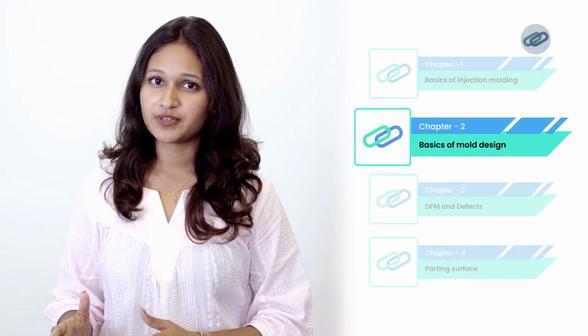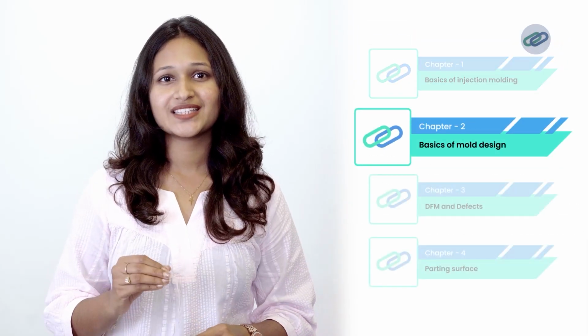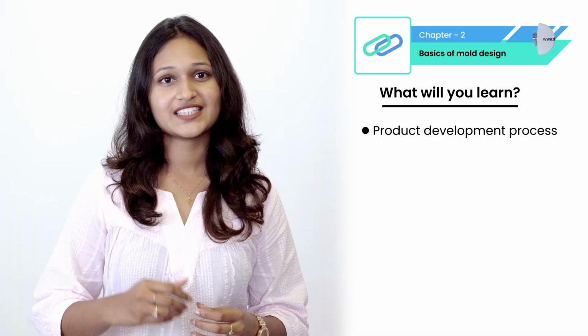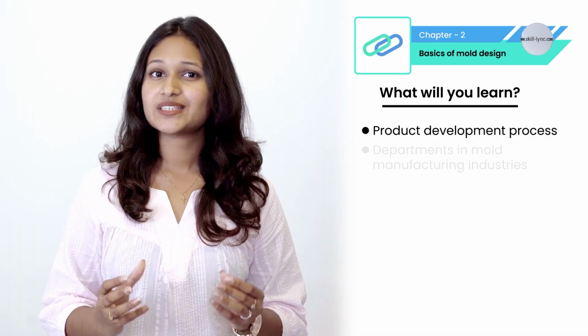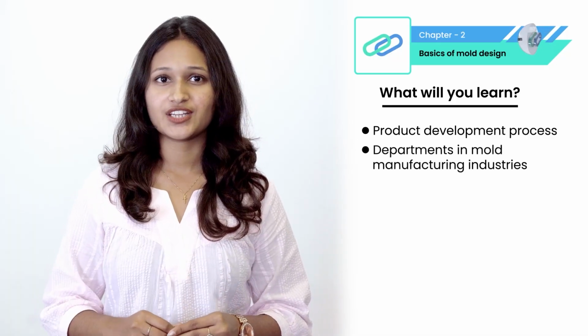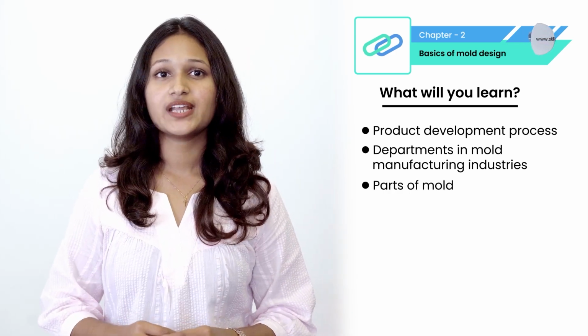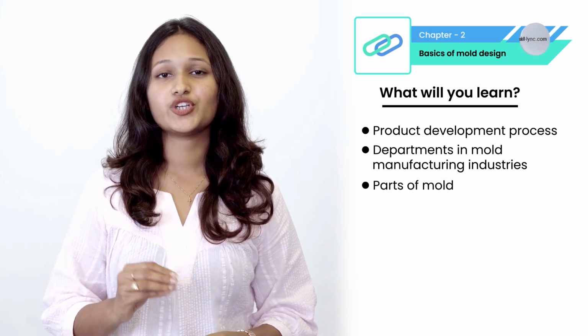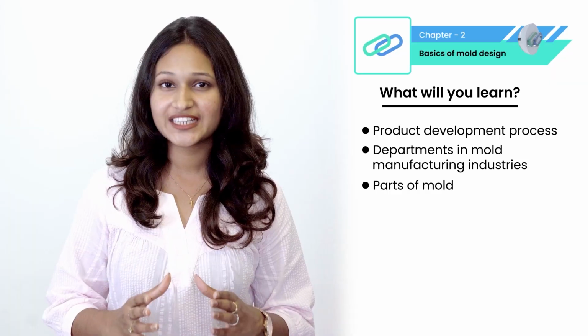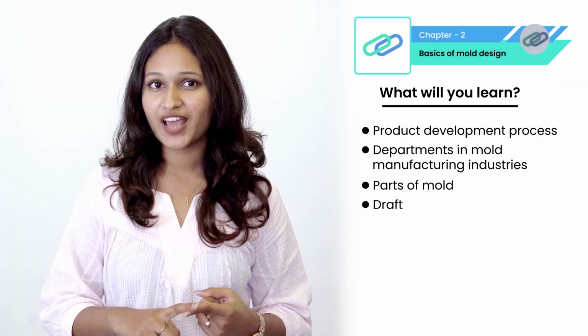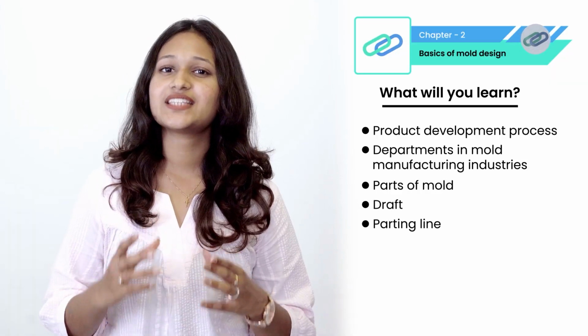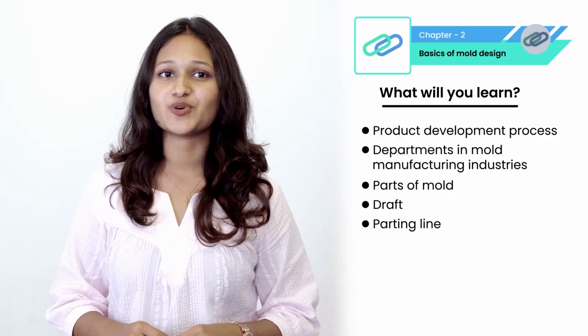In the second chapter, we'll shift our focus to the basics of mold design. You will gain an in-depth understanding of the product development process and its stages, along with the various departments of the mold manufacturing industry and how they function. We'll break down the parts of a mold, explain different types of molds used in industry, and introduce key design elements like draft angles and parting lines that are essential for creating high-quality molds.